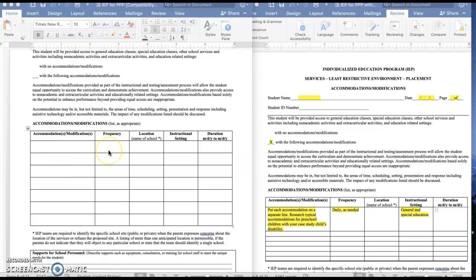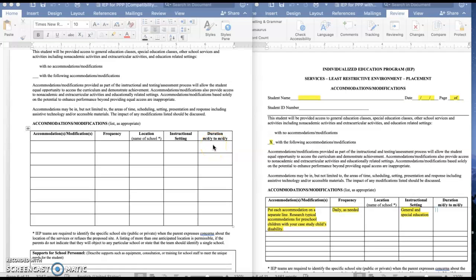The frequency, a lot of times we put daily or as needed. If it's something that's more specific, that's what you're going to put. You're going to put the name of the school, where it is used, the instructional setting: is it in the classroom, is it in every setting in the school, special education and general education? When is it? And then where? This is just giving the details about when these accommodations need to be made.